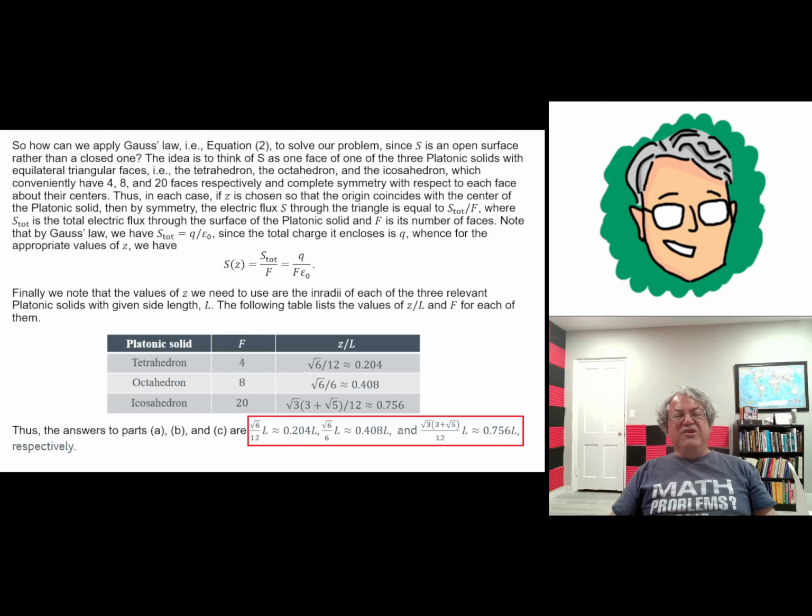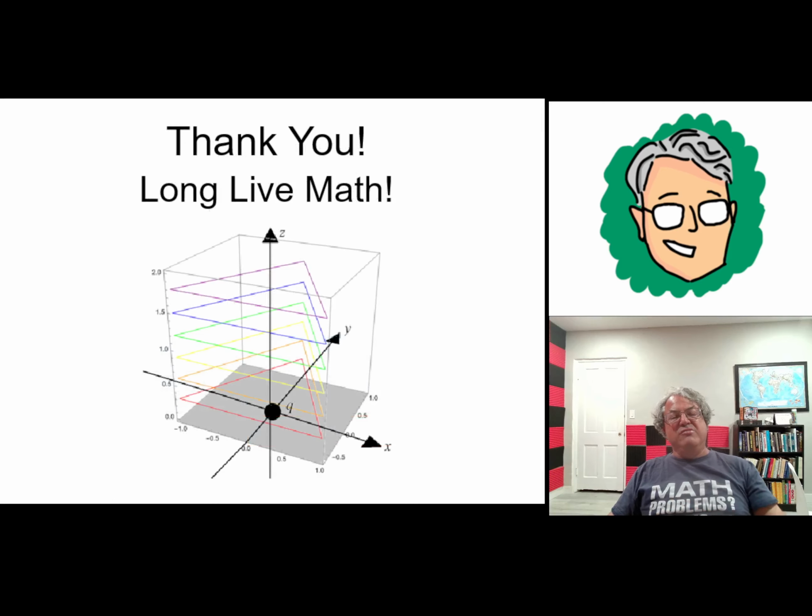You could do it the hard way. I wouldn't recommend it, but if you did it the hard way, you should get these same answers. And I guess the advantage of doing it the hard way is that you could do it for general Z, not just these three specific values, because we relied on the symmetry of these platonic solids to get these specific values. But if you want to do it for general Z, you're going to have to do it the hard way, unfortunately. But anyway, that completes my solution to this daily math problem.